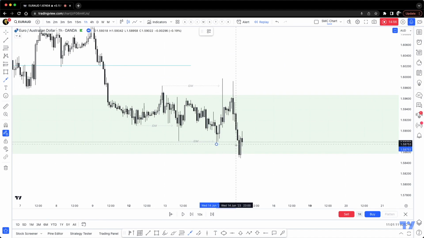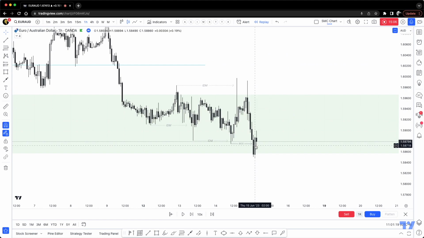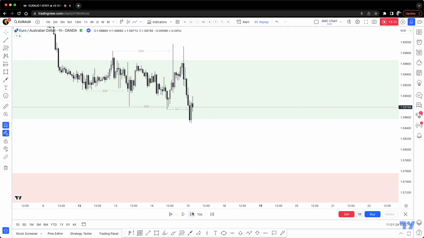Now we are having a break of structure to the downside. So this is telling me that price is still bearish. Even in a lower time frame, price is still bearish. We have a BOS now. Most likely we're going to continue to the downside, right?